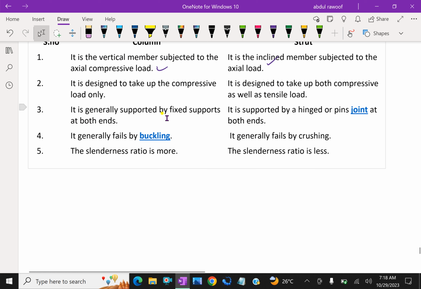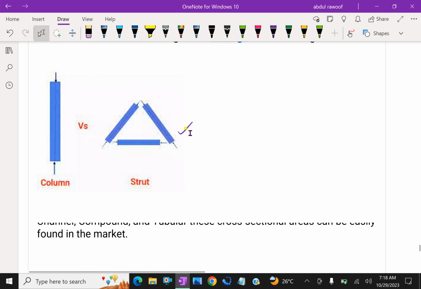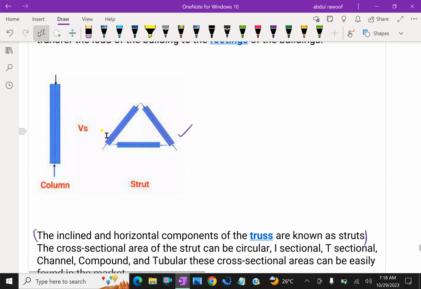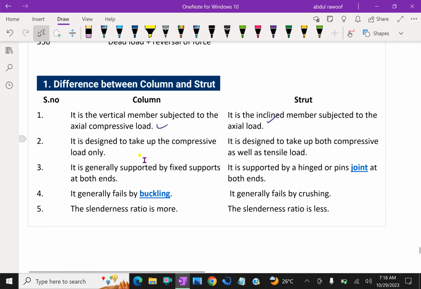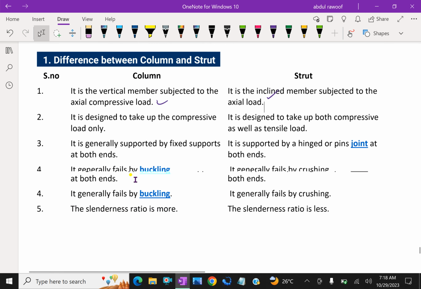A column is generally supported by fixed supports at both ends, that is, ground and ceilings. But a strut is supported by a hinged or pinned joint at both ends. Like here, it's connected with hinge or welded joints. A column generally fails by buckling. A strut generally fails by crushing. The slenderness ratio is more for a column. The slenderness ratio is less for a strut.